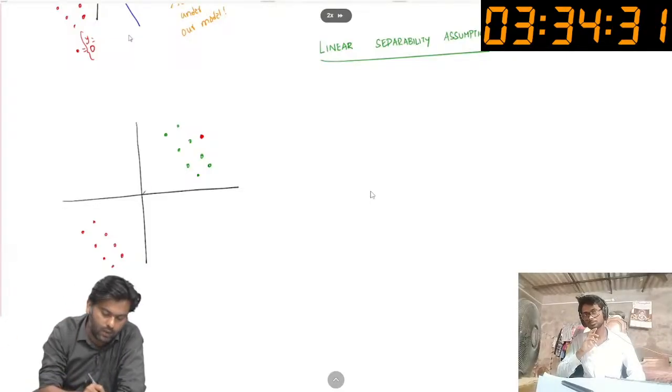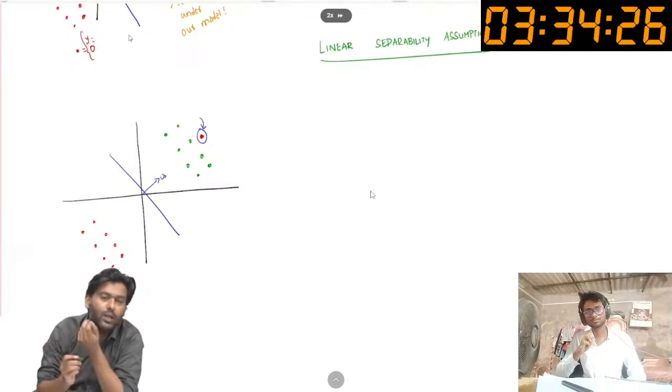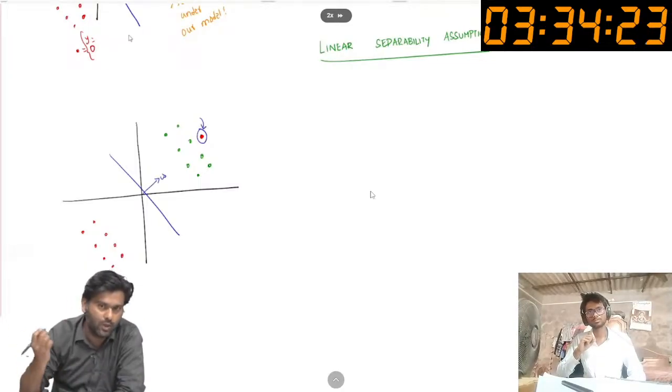Earlier we said that there is this w, right? But then this w will not label this point correctly, right? So if the labeler had used this w, then the labeler would have actually labeled this point as green, not as red. But I'm saying this is red, so this w could not have been the w that the labeler used.